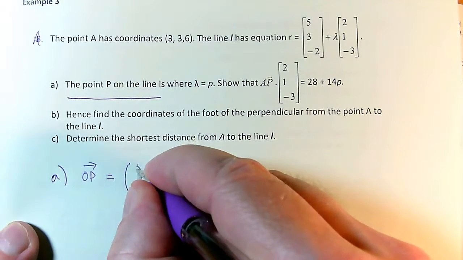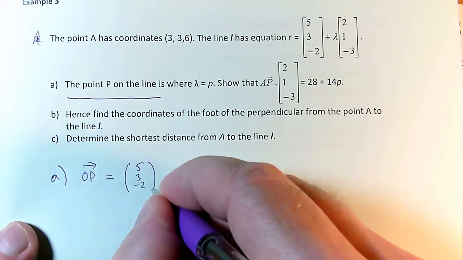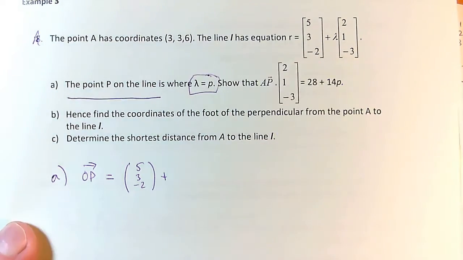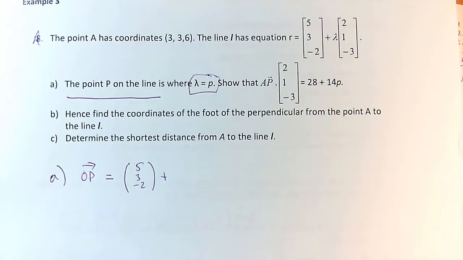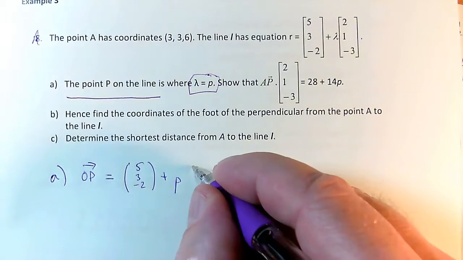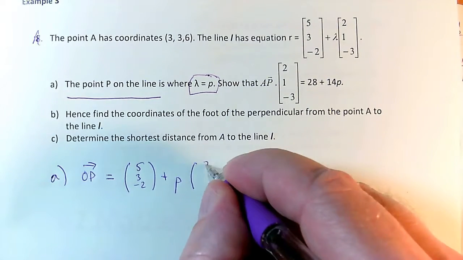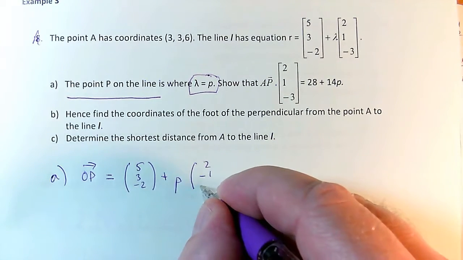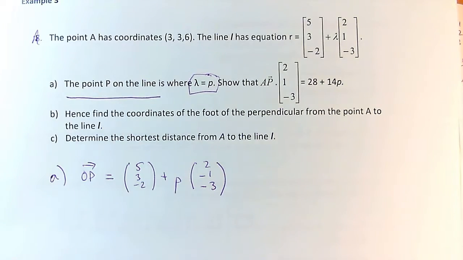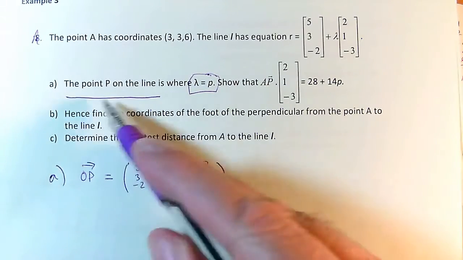So it's going to be (5, 3, -2) plus a suitable value of lambda. Oh, and it tells me to take lambda as P. So that value of lambda that generates a particular point P, it wants me to use P for that. Normally you can just leave it as a lambda, but if it tells you to use P, you have to do that. So plus P lots of (2, -1, 3). Okay, so that's my OP. All right, so I just do that because I know that the point P is on the line.